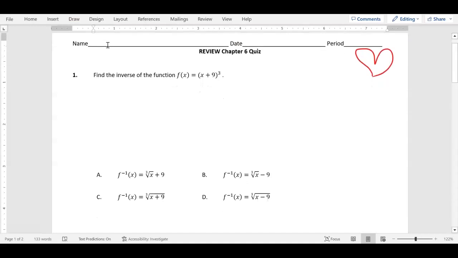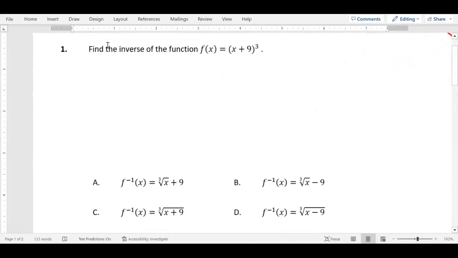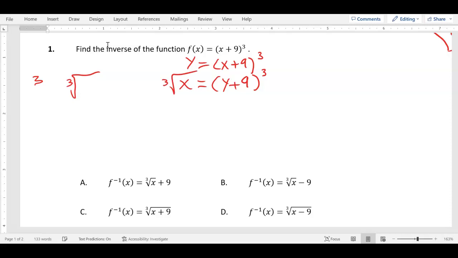So find the inverse of the function. You have to be able to find the inverse using those 4 steps we've done before. So f of x turns into y. Switch x and y. And if you're solving for y, before you get rid of this 9, you have to get rid of the cubed by doing cube root. Please remember, cube root and cube are opposites. So cube root of the left, cube root of the right.